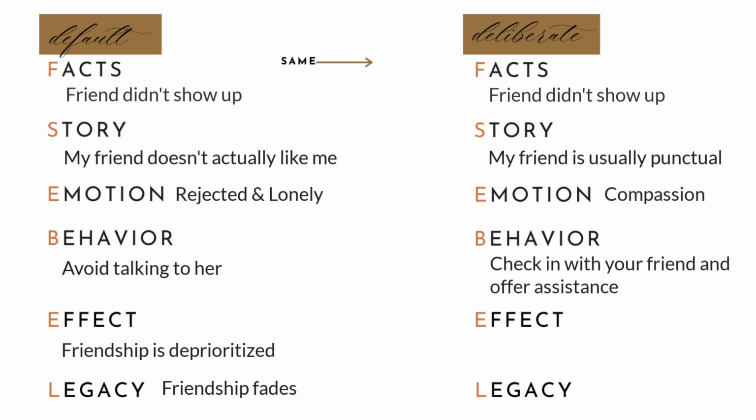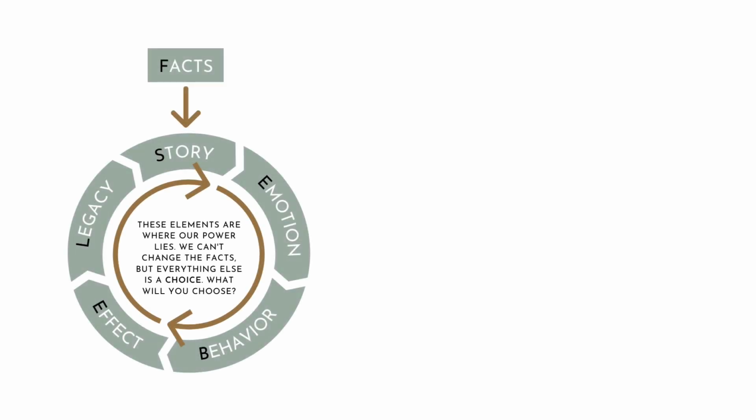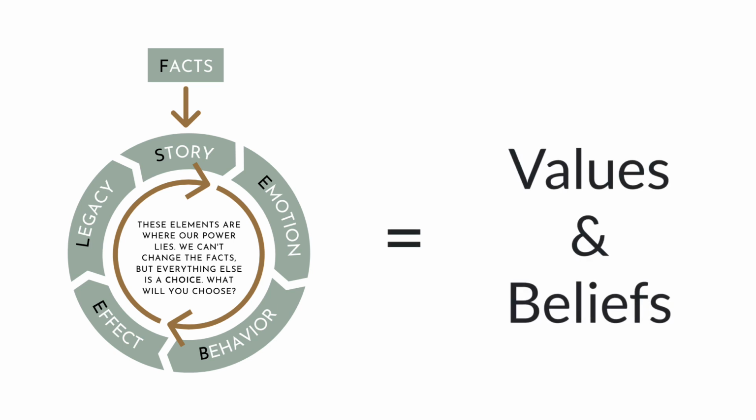Behavior: check in with your friend and offer assistance, grace, and compassion. Effect: your friend is grateful for your support and forgiveness. Legacy: you become even closer to your friend and feel seen and loved. There are many ways to complete a paradigm shift. The main thing to keep in mind is that your new story needs to be believable, and the results and legacy need to be aligned with your values and beliefs.